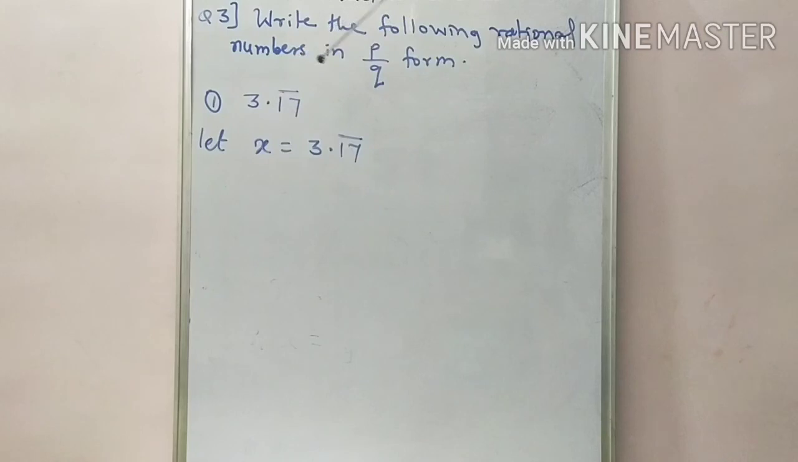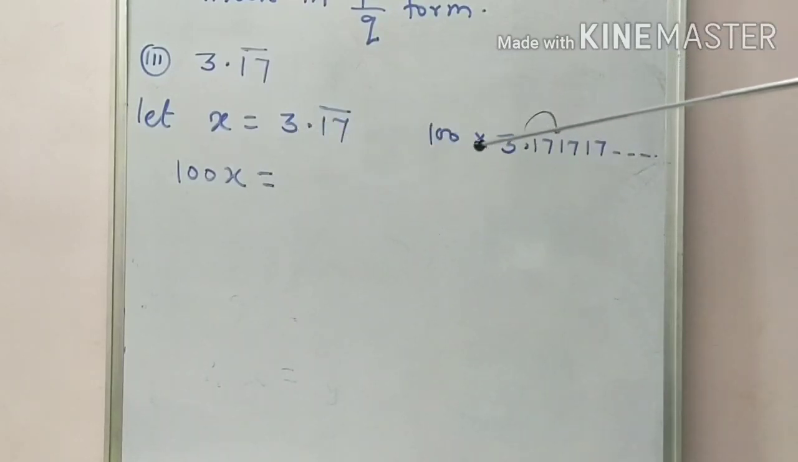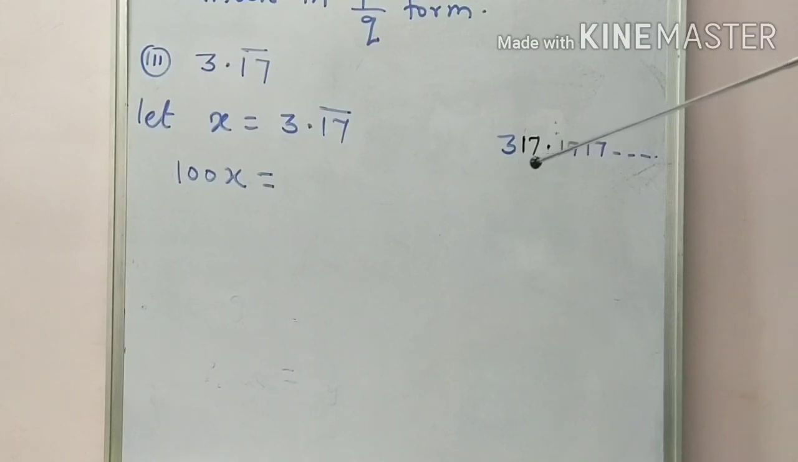Okay, now we try the third one, 3.17 recurring. First we consider the given number as x, so x equal to 3.17 recurring. What do you observe, students? There are two numbers in recurring, so we multiply both sides by 100. As you multiply by 100, the number 3.17 recurring becomes, taking the decimal two places to the right, 317.17 recurring as it is.